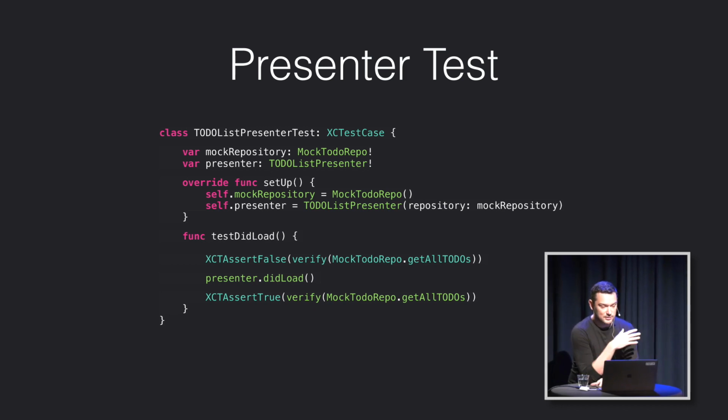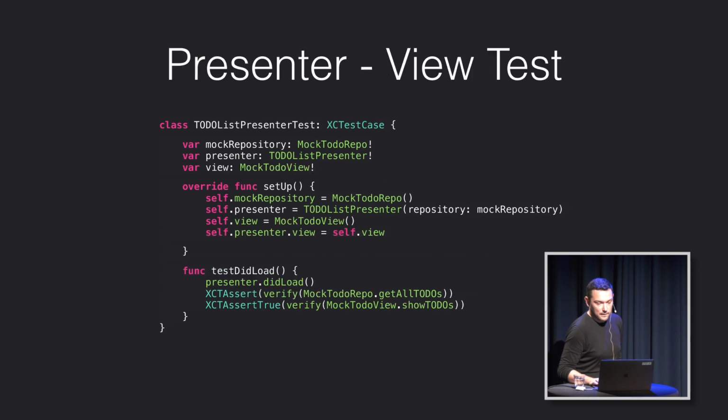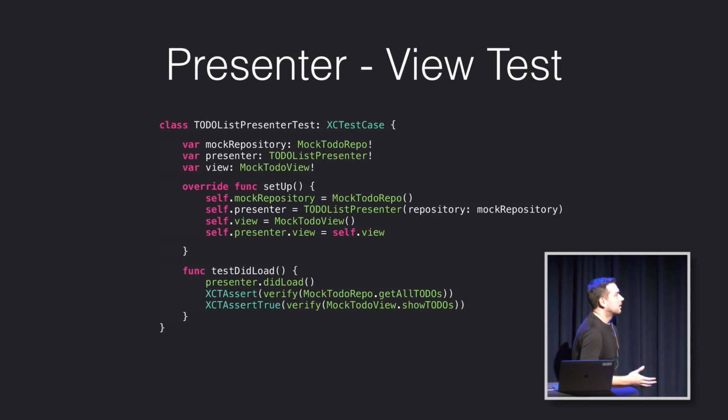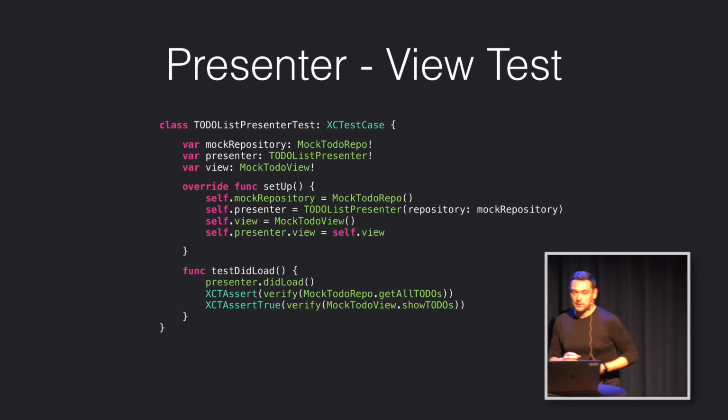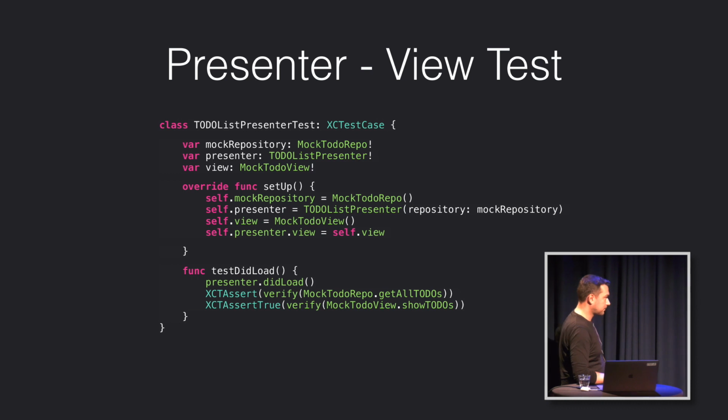But the thing is, this is just one part. In this part, we just make sure that your presenter calls your repository and retrieves the data. If you look at a more realistic test, which also includes the view, because view is also an interface, you can create a mock view. So basically, in my presenter, I instantiate and insert a mock view. Then in my test, I simulate didLoad condition. I verify if all to-dos were retrieved, and I also verify that show to-dos on my view was called. So in this case, you can be sure that those two methods were called.